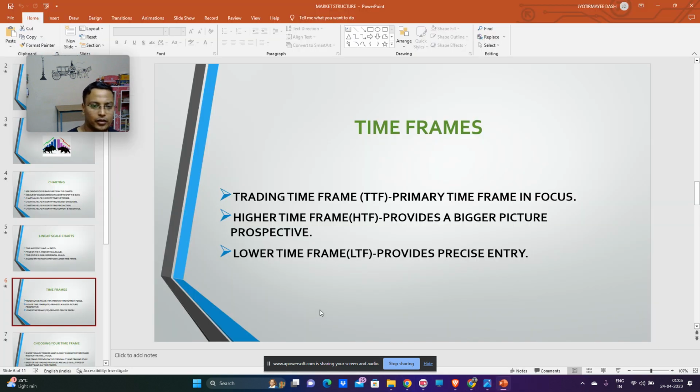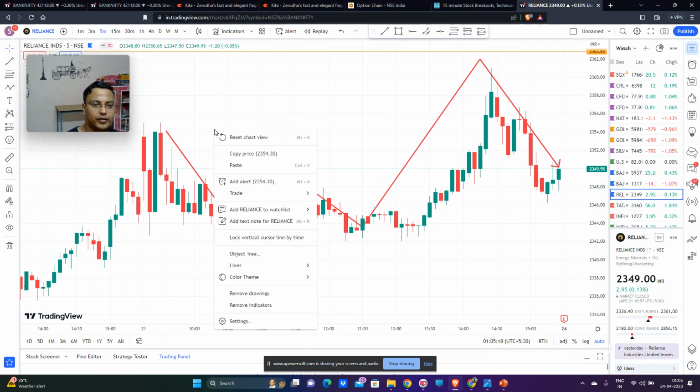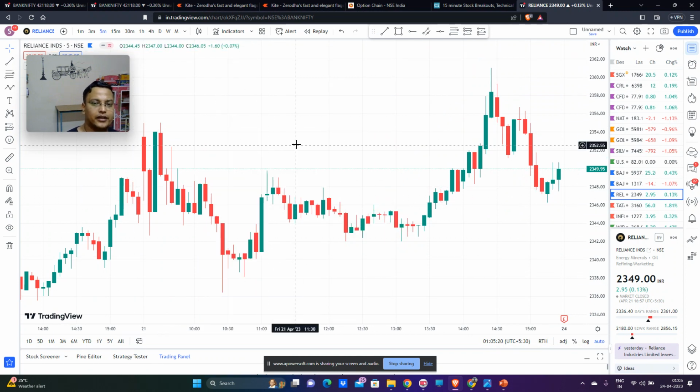Now coming back here. So this is the time frame. The trading time frame is TTF. We call it the primary time frame in focus, and the higher time frame provides a bigger picture. Now this is very important, you should realize. Now look here. The smaller the time frame, the more difficult it is to analyze.